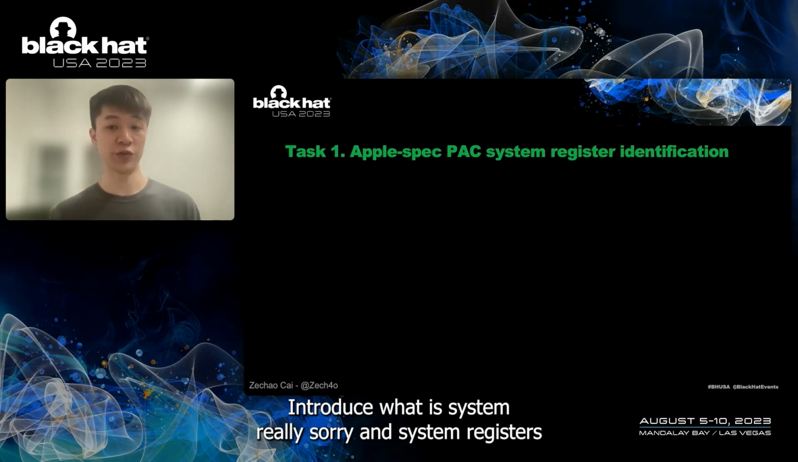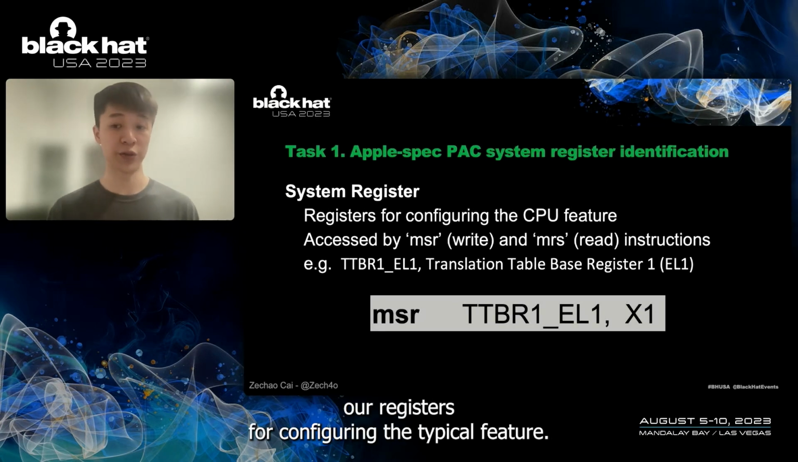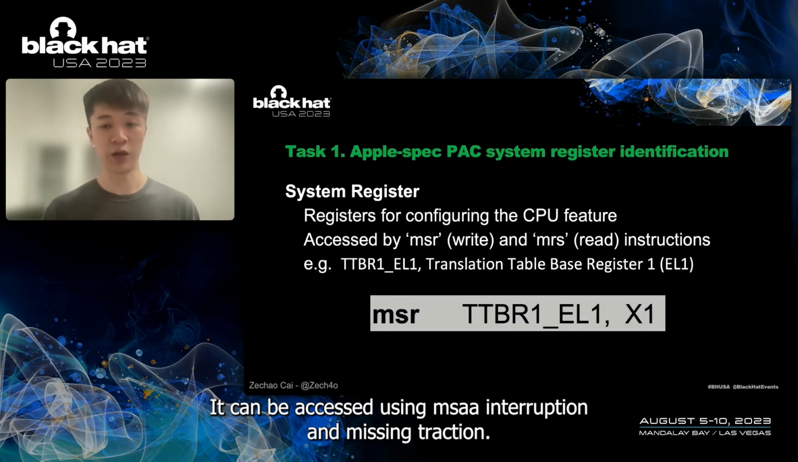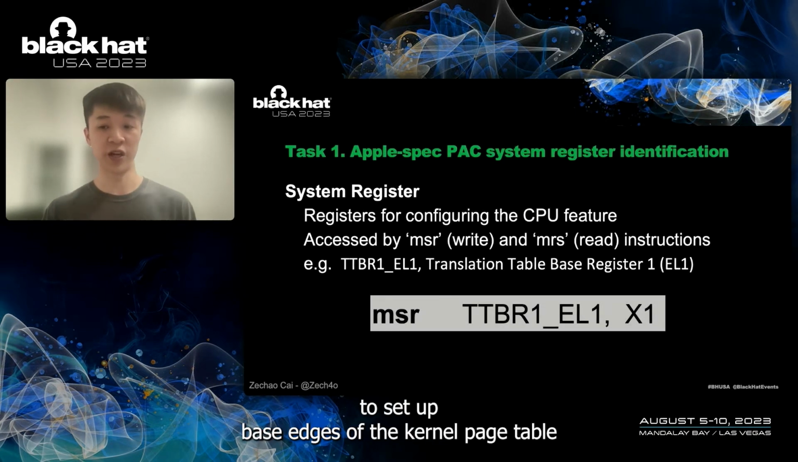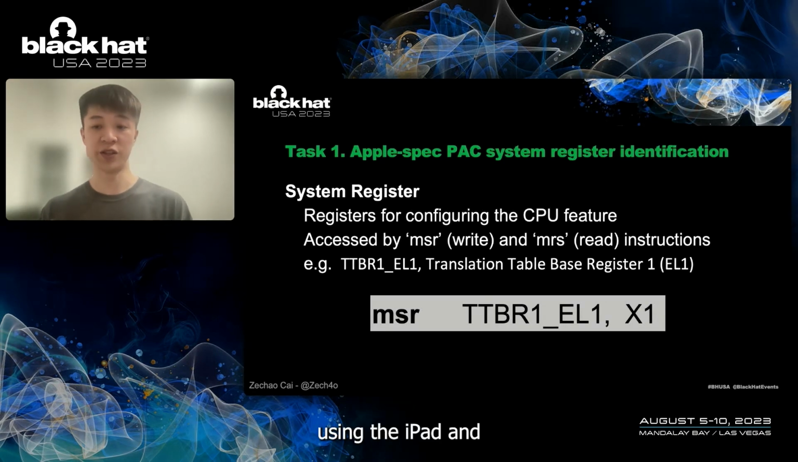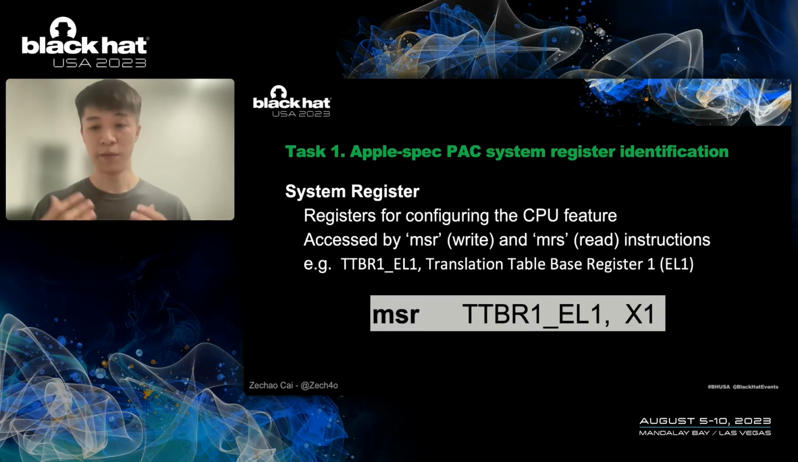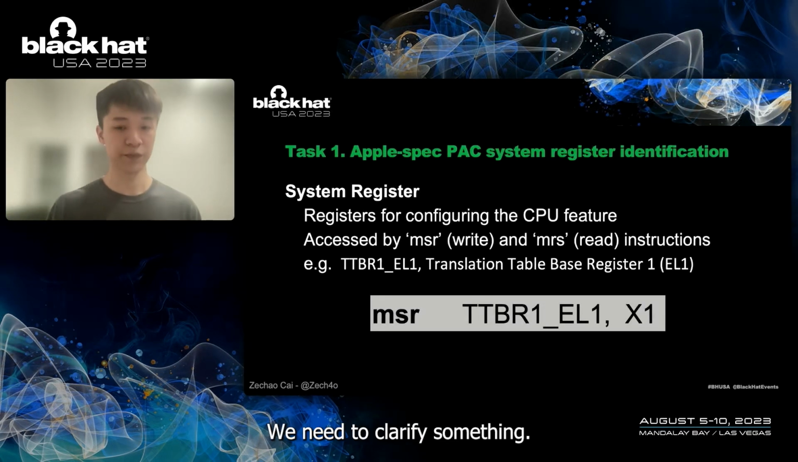Let me first introduce what a system register is. System registers are registers for configuring CPU features. They can be accessed using the MSR instruction and the MRS instruction. For example, this instruction is used to set up the base address of the kernel page table using the value in the X1 general register. But for a better understanding of the technique we will discuss later, here we need to clarify something.